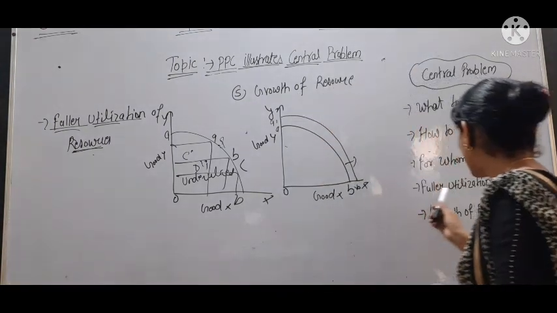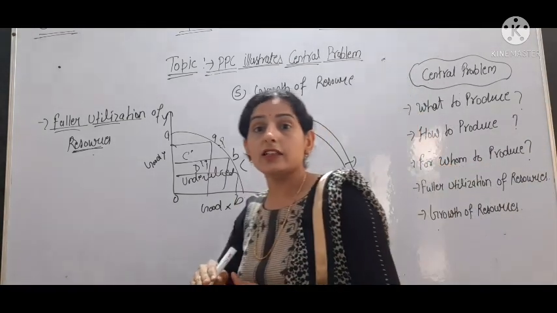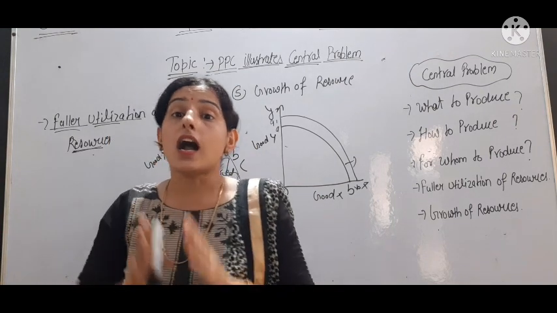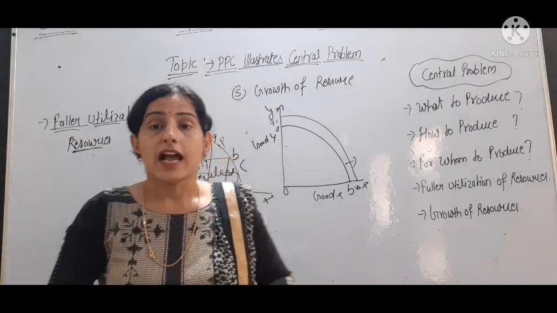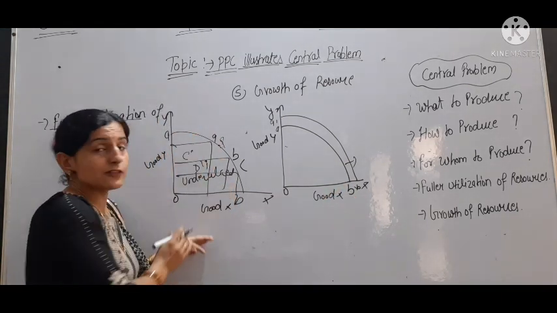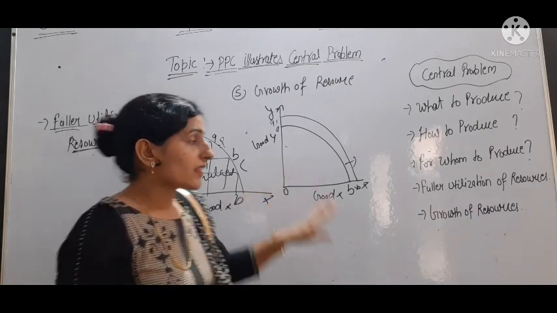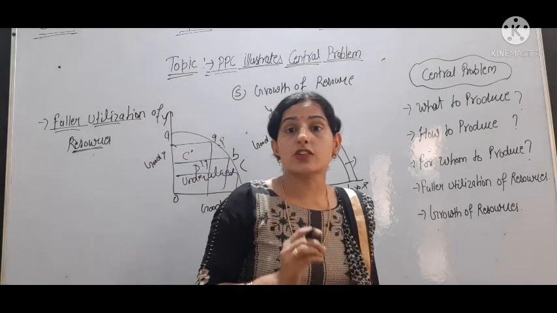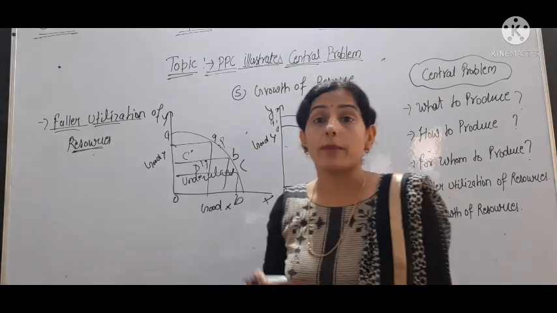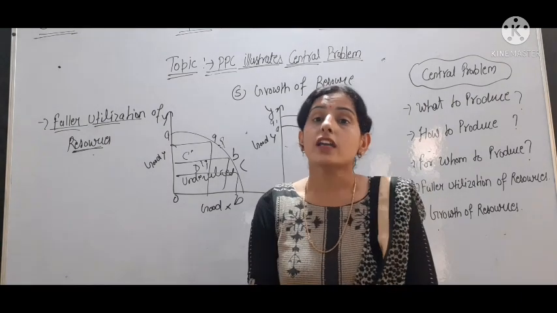Then we have discussed fuller utilization of resources. Any point inside the PPC shows us underutilization of resources. And this PPC line tells us full utilization of resources. Then we have growth of resources. If there is growth of the resources in the economy, it means there is more production. More production means more income and more growth of the economy.